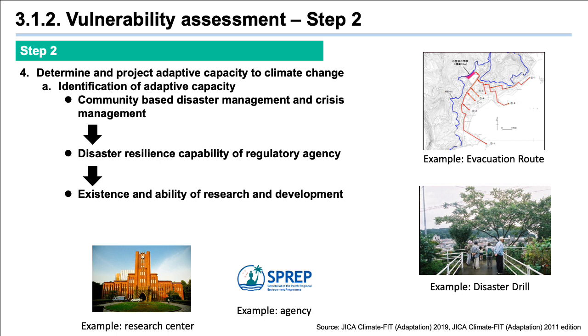Here is step 2 in vulnerability assessment for coastal protection structure. The fourth item is to determine and project adaptive capacity to climate change. 4A is identification of adaptive capacity. We have three small items. First is community-based disaster management and crisis management.